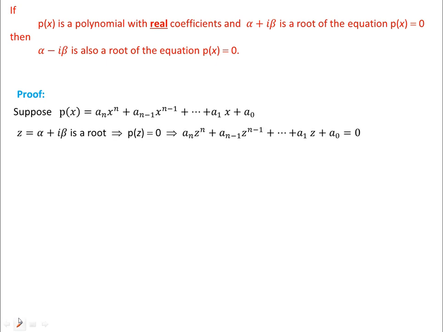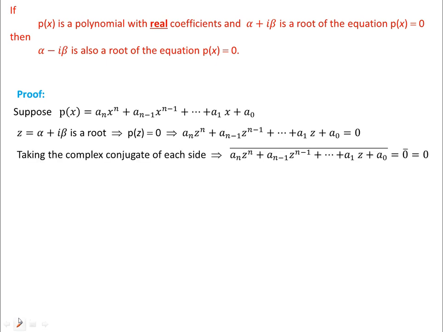We know that alpha plus i beta is a root, so if we denote alpha plus i beta by z, then we've got p of z equals 0. In other words, we've got a_n z to the n plus a_(n-1) z to the n minus 1 all the way down to a_1 z plus a_0 equals 0. And if you like, you could regard 0 as being 0 plus 0i. Taking the complex conjugate of each side, that means the complex conjugate of the whole of the left-hand side must be the same as the complex conjugate of 0 plus 0i. Complex conjugate of 0 plus 0i is 0 minus 0i, which is still just 0.